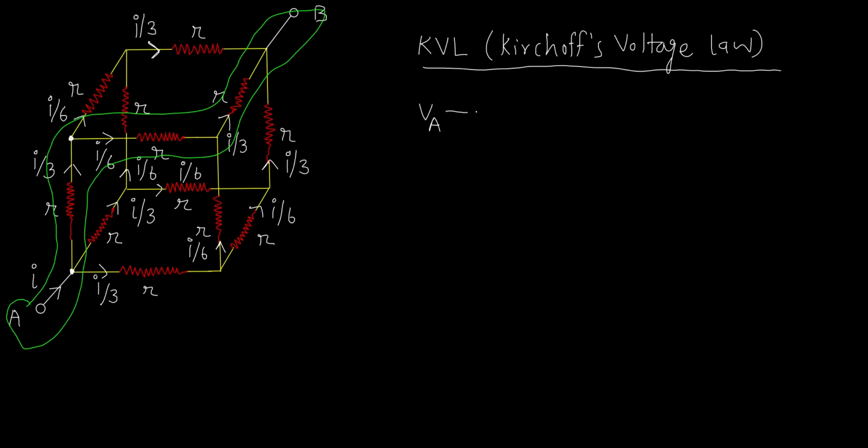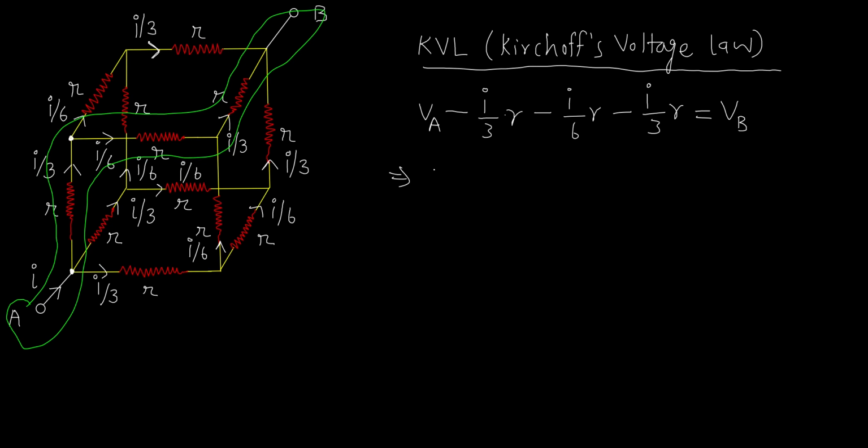So VA minus I into R. For this first resistance, the current is I by 3 and the resistance is R. Again you get another resistance, in which the current is I by 6 and the resistance is R, so it will be I by 6 into R. And further, at the last resistance, the current is I by 3 and the resistance is R, so I by 3 into R. And the remaining potential will be the potential of point B, so it will be VB.